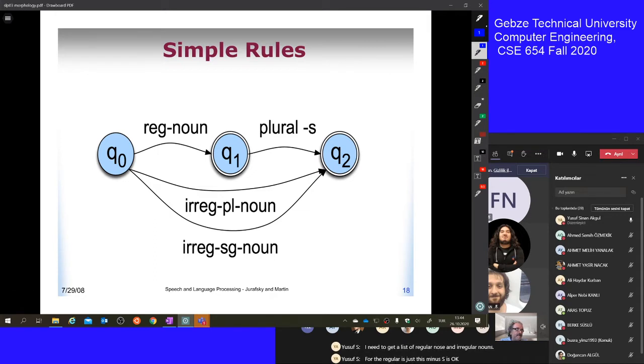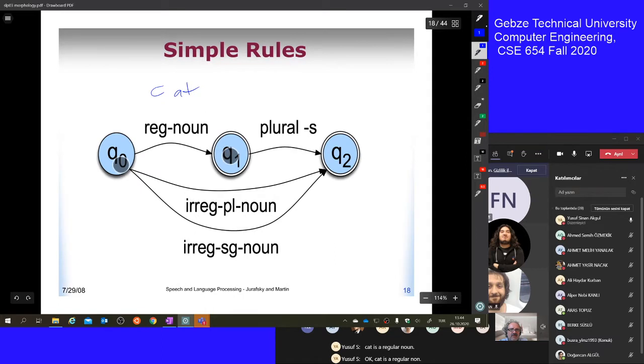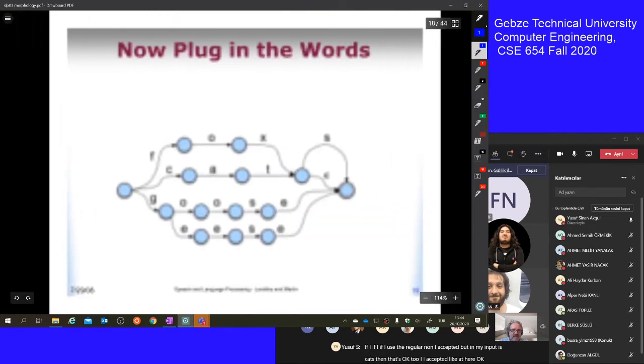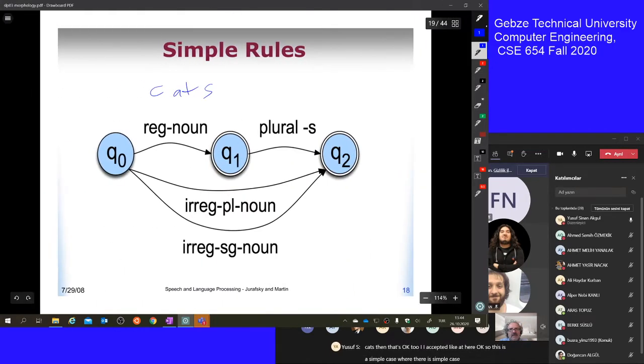For the regulars, just this s is okay. That means if cat is a regular noun, and I use that regular noun, I accept it. But if my input is cats, then that's okay too. I accept it like at here. So this is a very, very simple case. Start with simple rules like this.